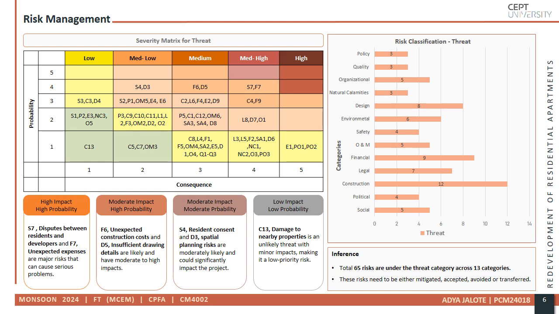A total of 65 are categorized as threats, which require mitigation, acceptance, avoidance, or transfer. Construction and social risks dominate this category.